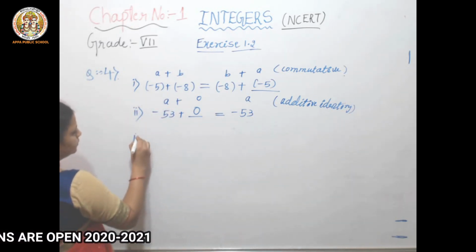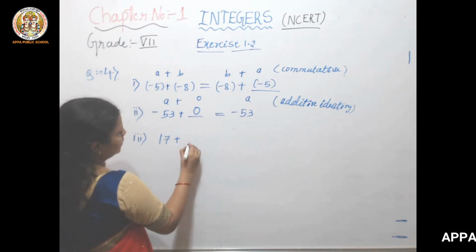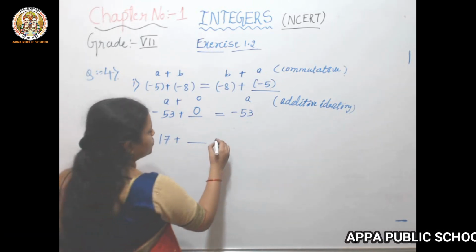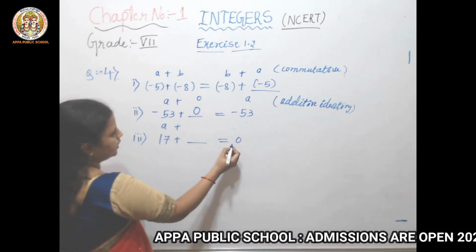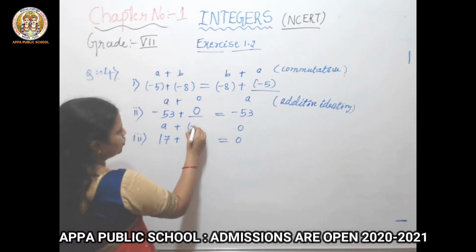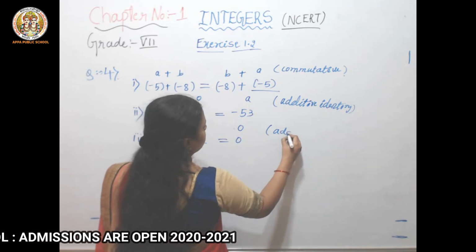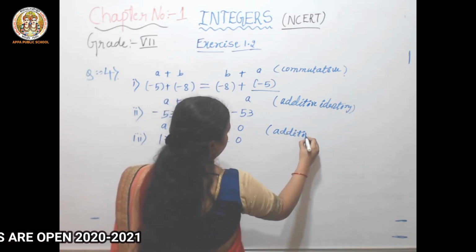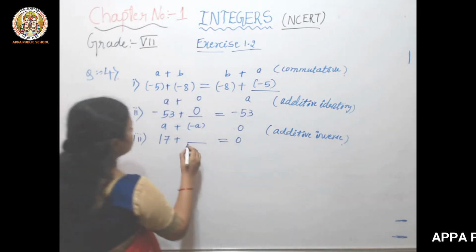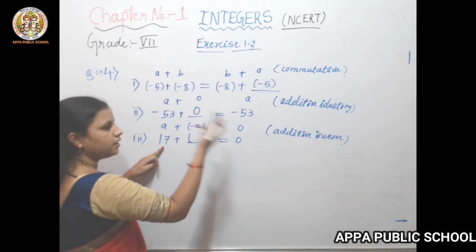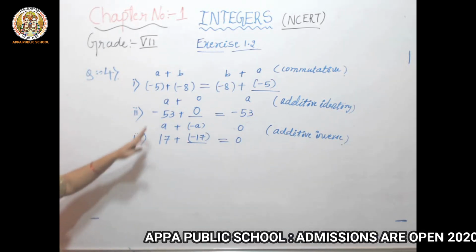And the third one: 70 plus a blank is equal to 0. Now you see, a plus something gives 0, so it should be the negative of that number. This is called the additive inverse. So additive inverse means, if 17 is there, the inverse of 17 is minus 17. Is it very easy?